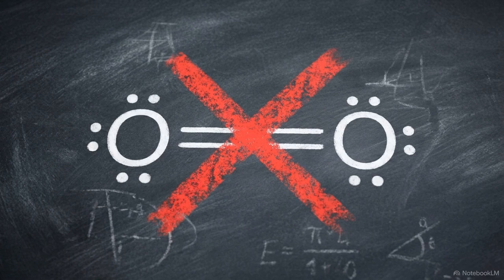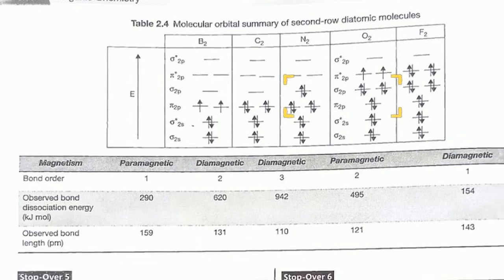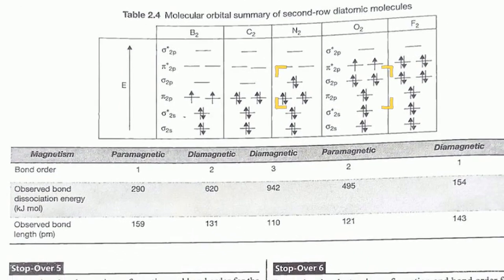The chart reveals a secondary structural anomaly. Notice the orbital sequence for nitrogen compared to oxygen. In nitrogen, the sigma 2p orbital sits higher in energy than the pi 2p orbitals. In oxygen, the order flips entirely. This shift is caused by sp mixing.